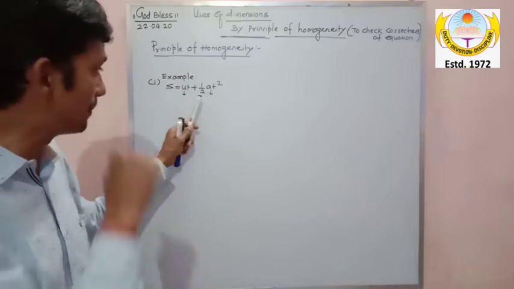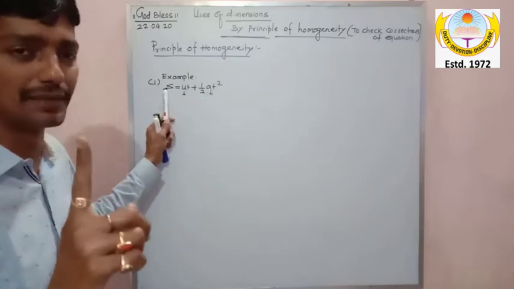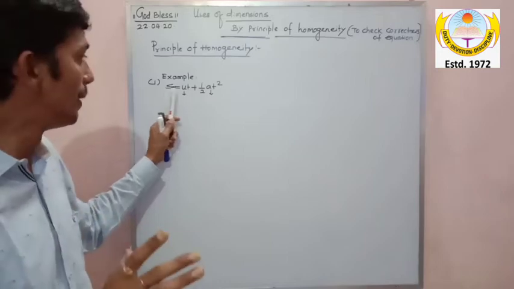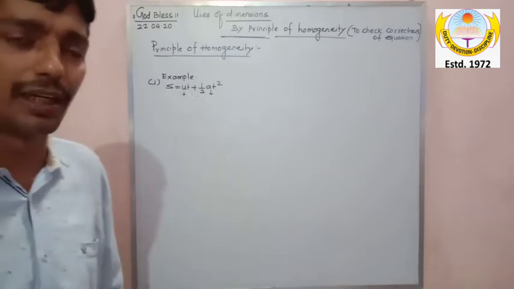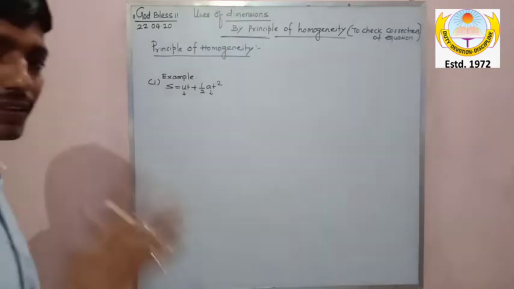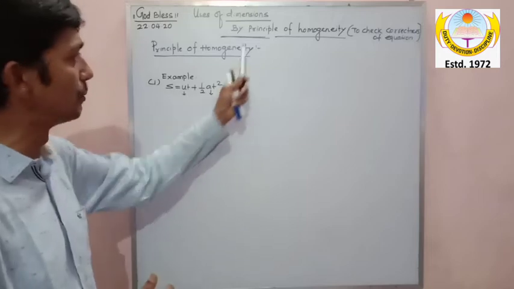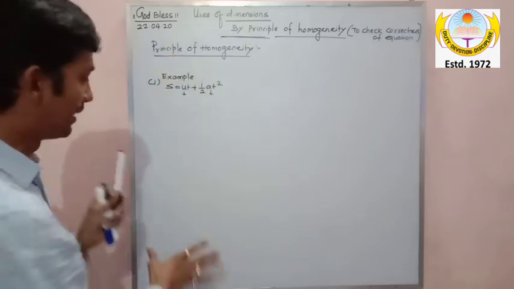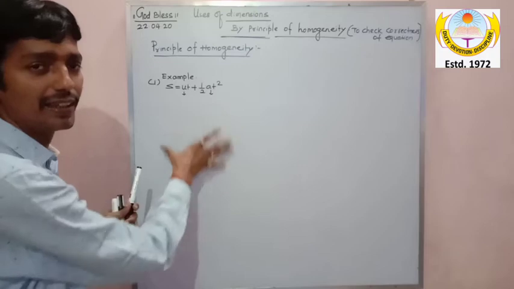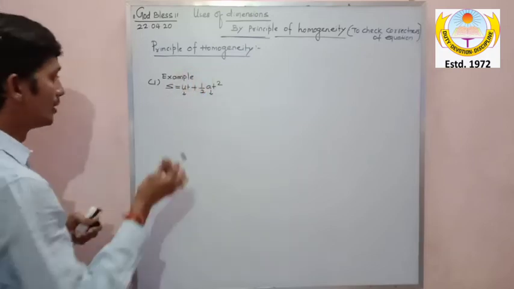It means in the given equation on the left hand side there is one term, that is displacement S. But on the right hand side there are two terms. One is ut and the other is half at square. So let's begin with the dimensions for this by the principle of homogeneity, and then at the end I will tell what is actually happening according to the principle of homogeneity. Now, let's start here.